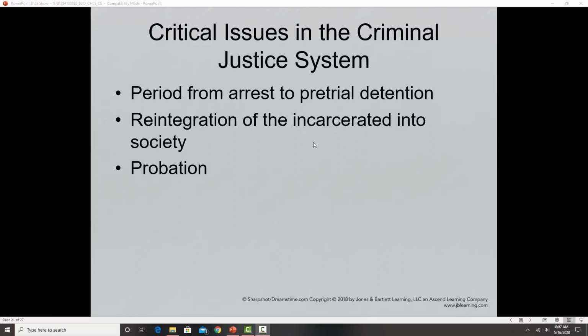Probation is another issue in the criminal justice system. A lot of people don't like the fact that some offenders get probation instead of going to prison. Probation, by the way, is a form of community corrections.